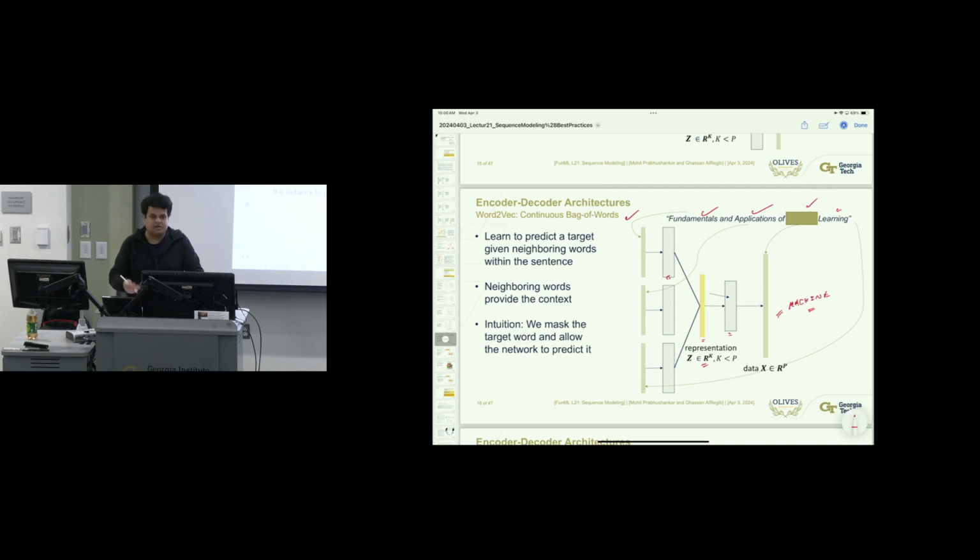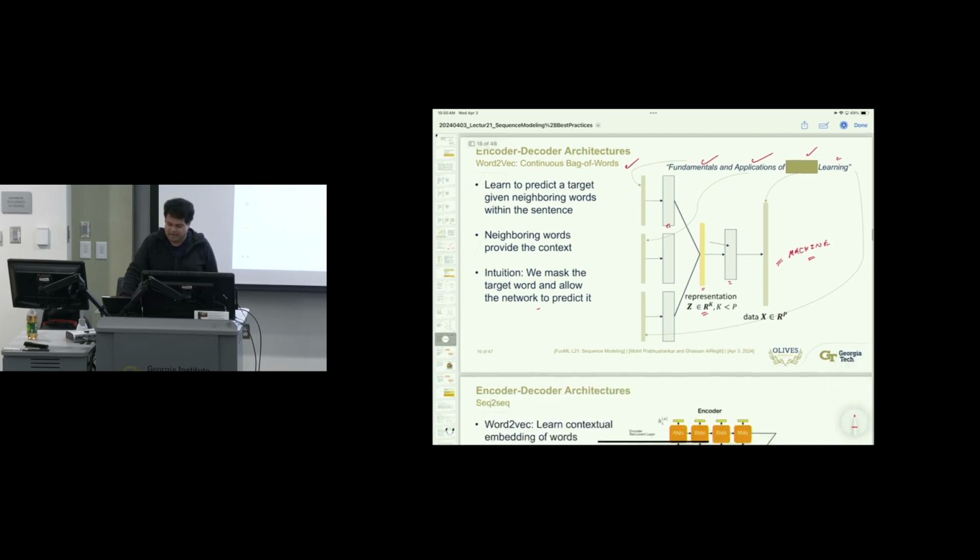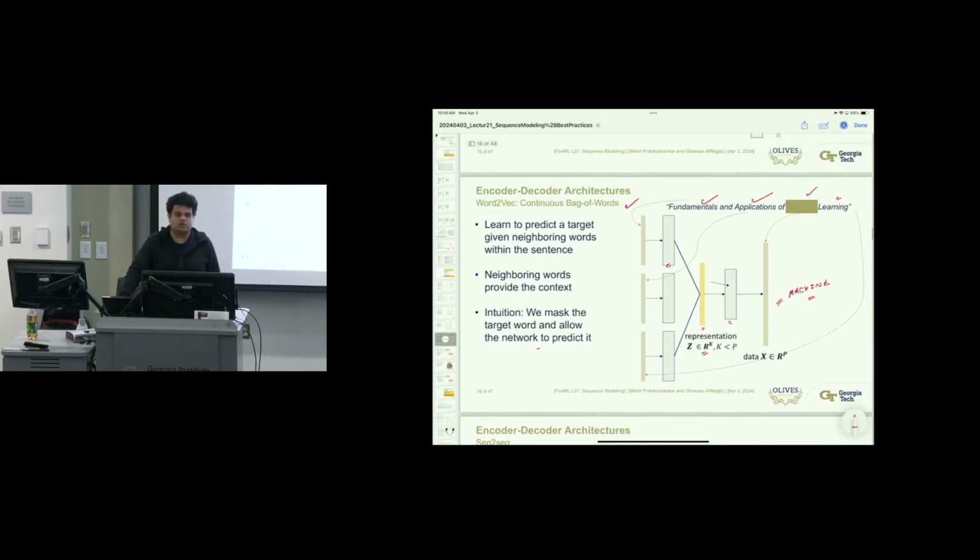And this is like the third methodology of converting words into some kind of vectors based on the fact that we want a contextual embedding space. The intuition here, of course, is that we mask the target word and allow the network to predict it based on the neighborhood words, which is where the context comes from. Any questions about word-to-vec, about the three methodologies within word-to-vec?